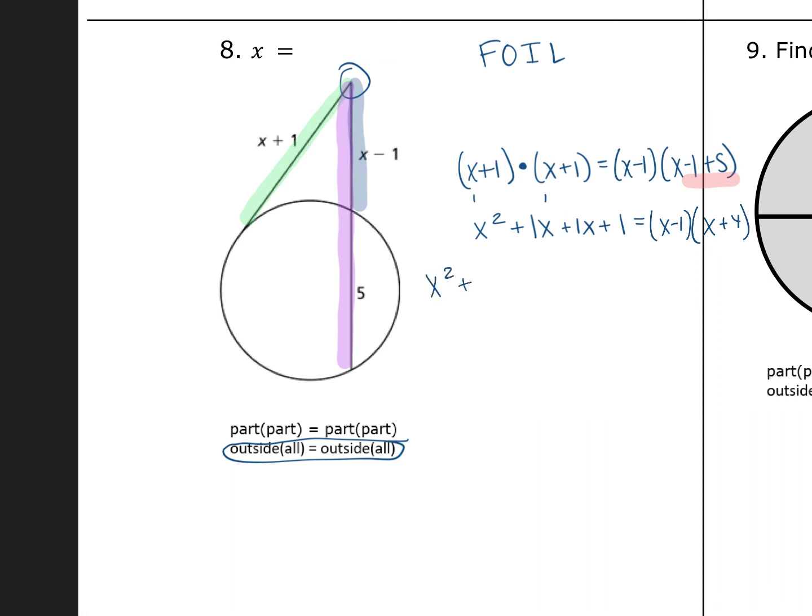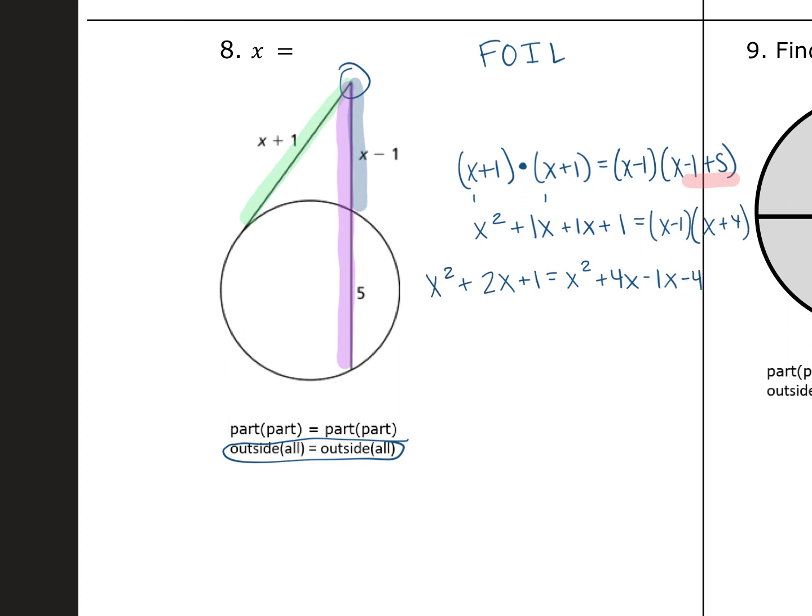We're going to keep the left side the same, except for right here we have 1x plus 1x. We're going to go ahead and combine those and make 2x. All right, so now we can FOIL the right side. The first, we've got x in both of them, so x times x makes x squared. Then the outsides, we've got x times 4, which makes 4x. Inside's -1 times x makes -1x. And then last, -1 times 4 makes -4.